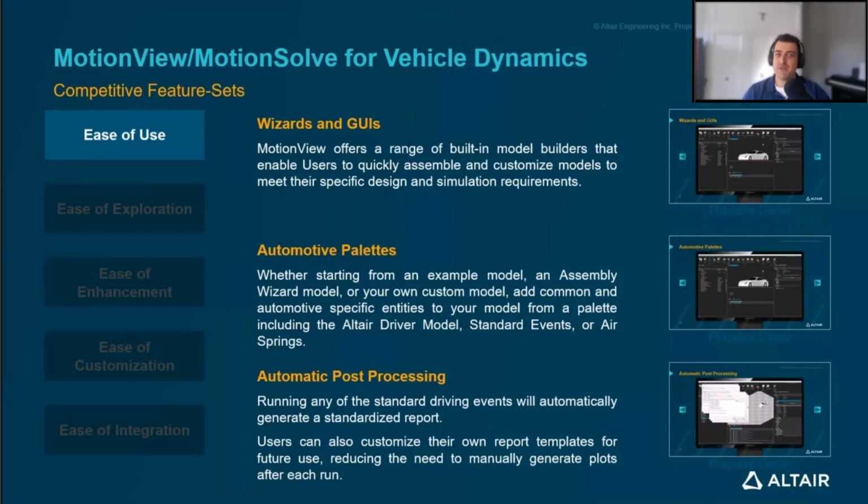Now, simulation scenarios, automotive components, and example models can be quickly added from palettes to automatically generate driven and non-driven events, to add things like air springs, or to explore completed models of various classes. Event-specific automatic reporting, say that 5 times fast, is also available to quickly analyze results without in-depth knowledge of post-processing. Now, we'll look at each of these topics with the help of a demo. Each of these demos are not being done live today. However, they are completed in real time to really give you a sense of the speed at which you can complete these tasks.